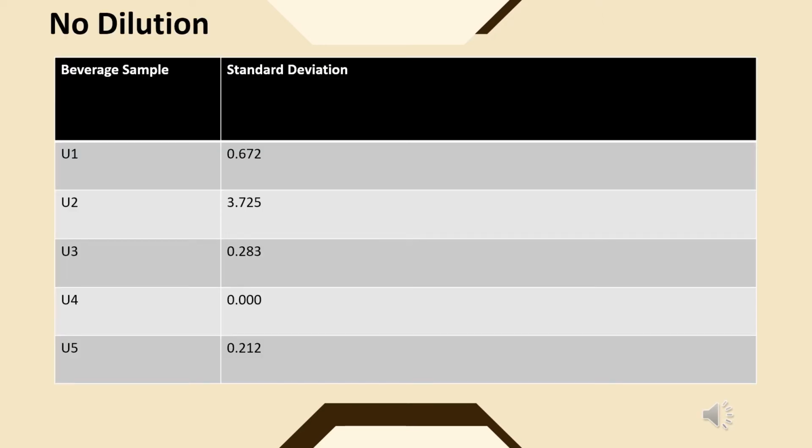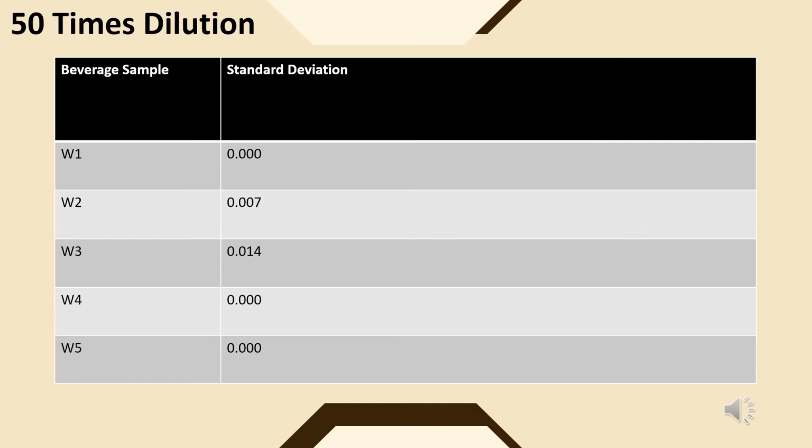These are the values without dilution. As you can see, the standard deviation at its peak is at U2 as stated. And as you can see, this is 10 times dilution, and the standard deviation is very minimal, and that is what we should strive to obtain. This is 50 times dilution, and the standard deviation is at its most minimal compared to the other two data values that were obtained.